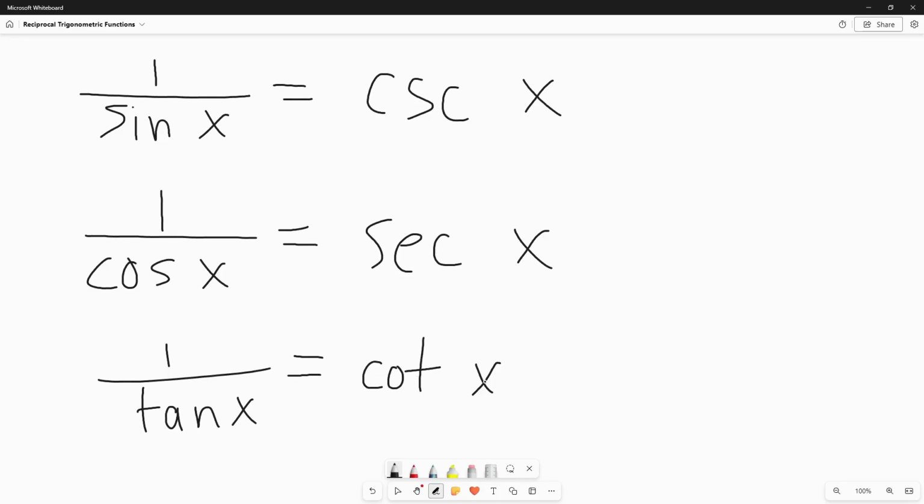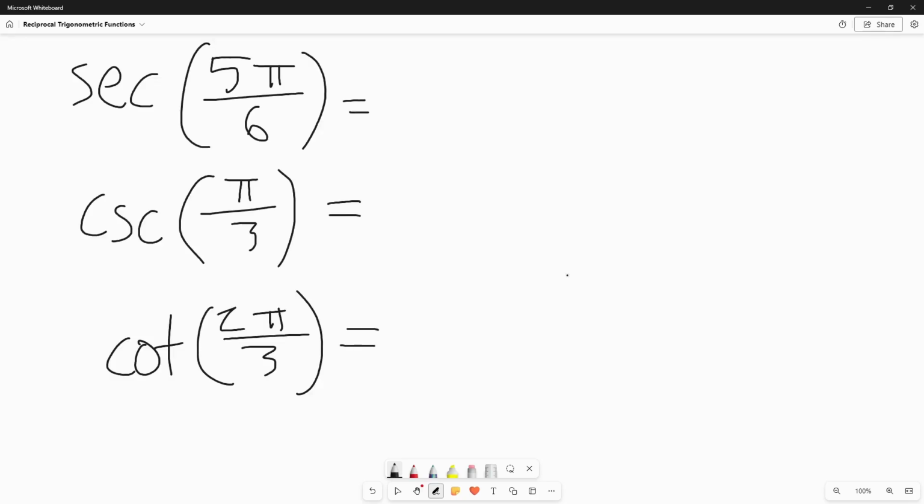And since cotangent of x is just 1 over tan x, and tangent of x is equal to sine of x over cosine of x, we can also rewrite this as cosine of x over sine of x. Now let's do some examples for each function.